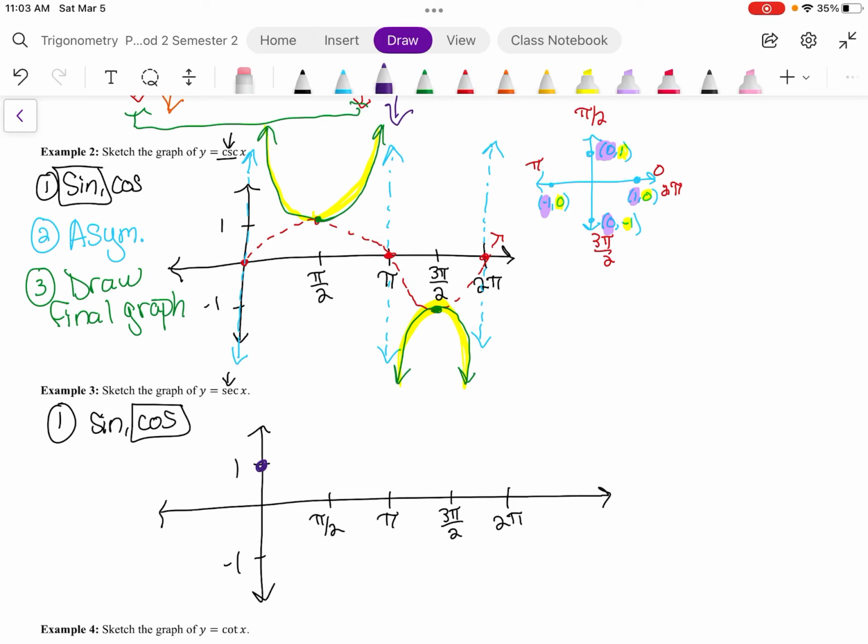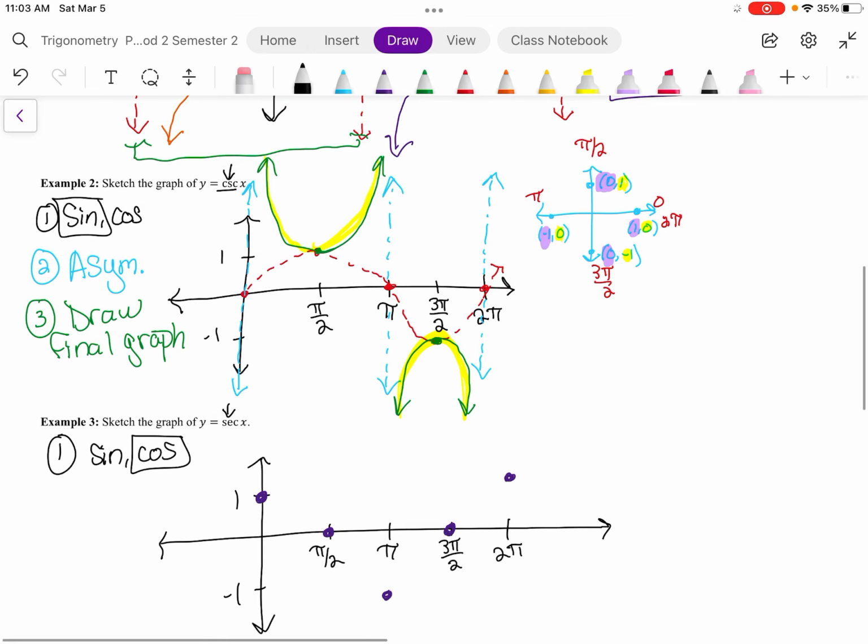So cosine starts at 0, 1, pi over 2, 0, pi, negative 1, 3 pi over 2, 0, and then back up to 1. For this one, just so we have a full cycle going from 0 to 0, I'm going to add another dash going to 5 pi over 2, so we can add on another point to our graph.